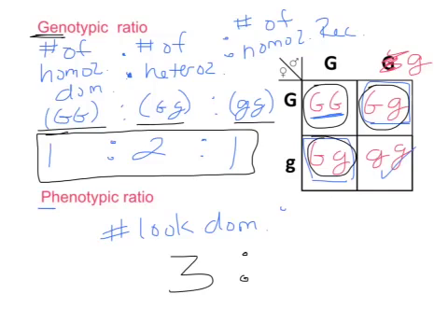And then I'm just going to count my number that look recessive. And remember, to look recessive, they have to have 2 recessive alleles to actually look recessive. So this is my only one that's going to look recessive. So I've got a 3-to-1 phenotypic ratio. Again, all I'm doing is counting how many of them look dominant versus how many look recessive.